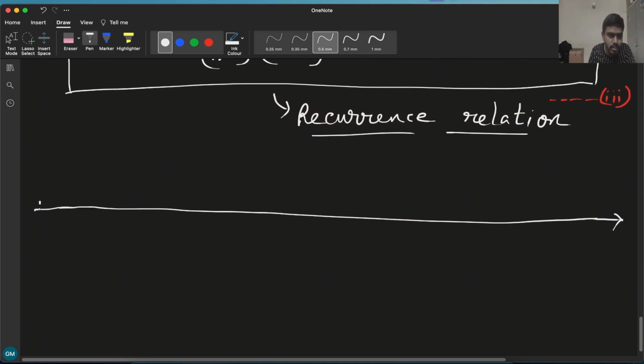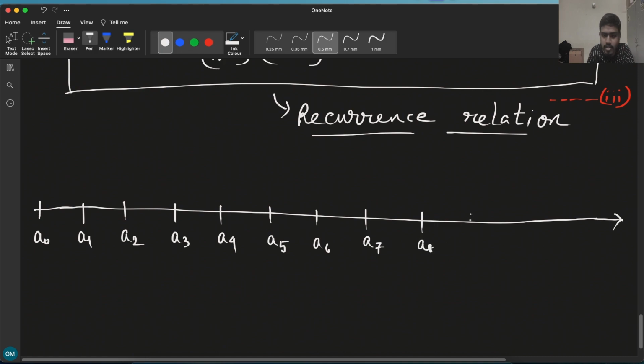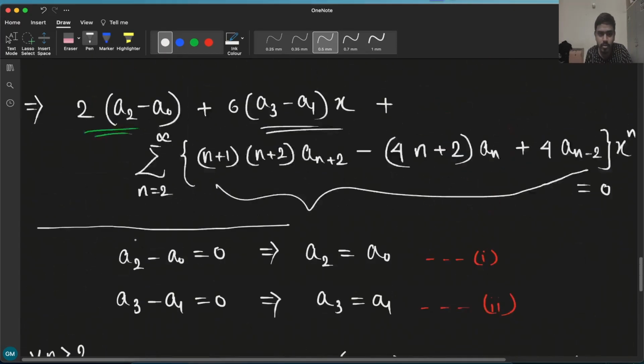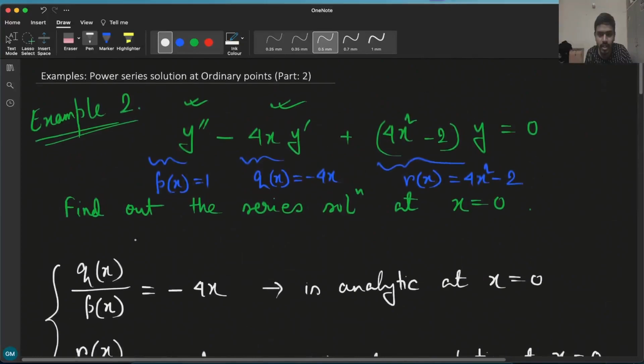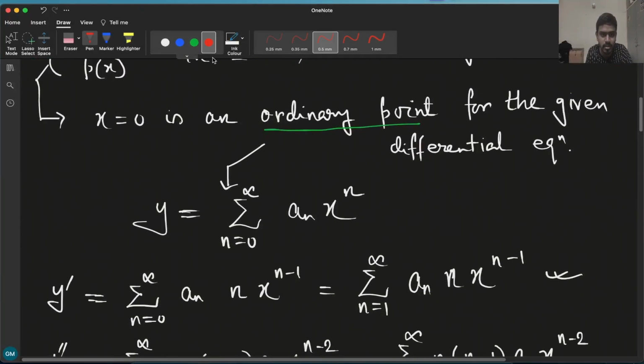Let's say this is a0, this is a1, a2, a3, a4, a5, a6, a7, a8, a9, a10, and so on, all the other coefficients. Our primary goal is to find these a_i's. If we can find those a_n's, we will find the solution.